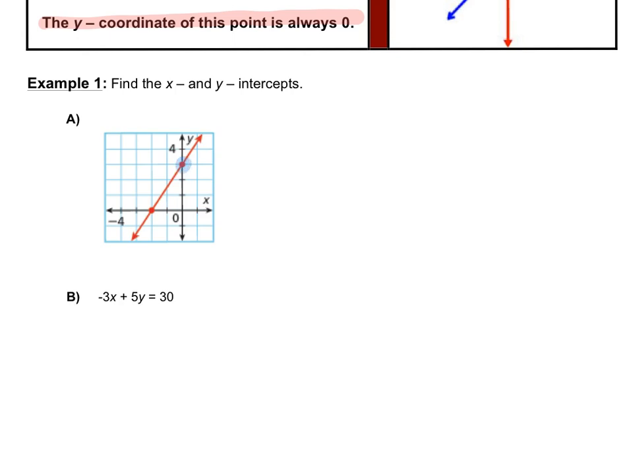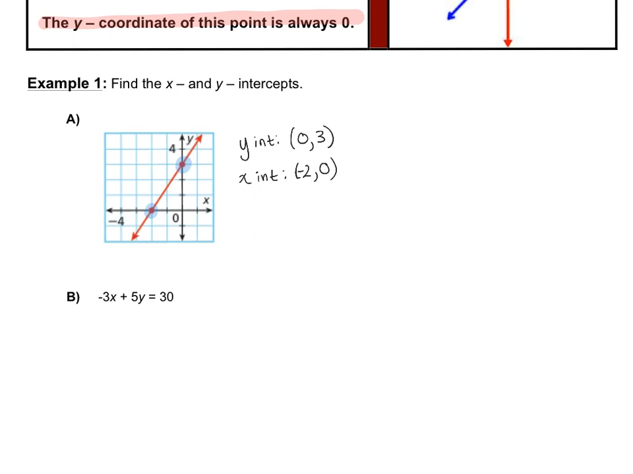Well, this is where it's crossing the y. So the y-intercept has an x-coordinate of 0 and the y value is at 3. So that coordinate is 0, 3. The x-intercept is right here, like I highlighted, and the x-intercept has a y-coordinate of 0 and it's hitting the x-axis at -2.